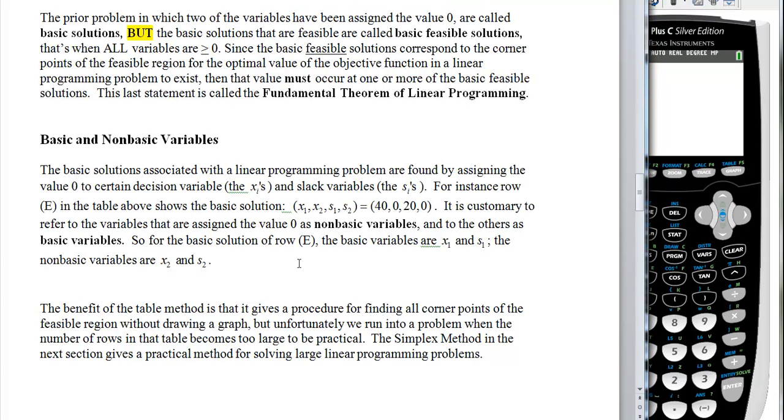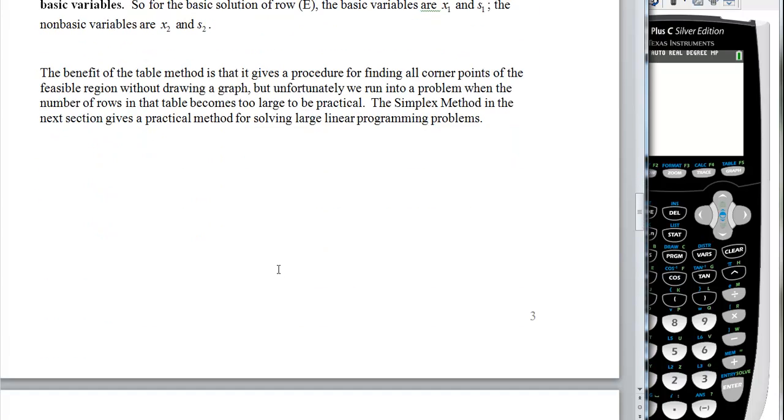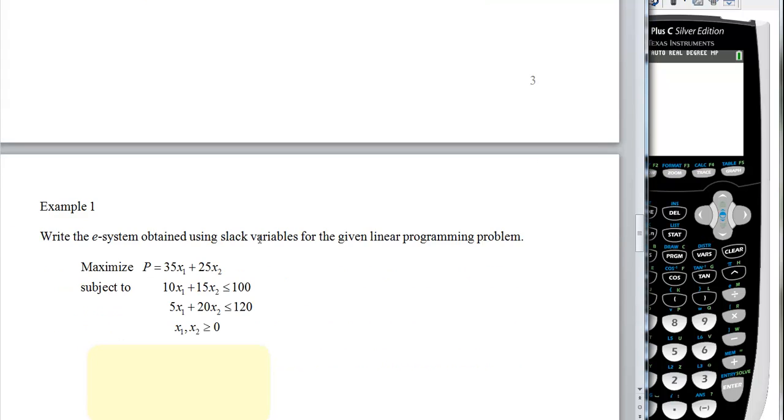Now the benefit of the table method is that it gives us a procedure for finding all corner points of the feasible region without drawing a graph. But unfortunately, we run into a problem when the number of rows in that table becomes too large to be practical. The simplex method in the next section gives a practical method for solving large linear programming problems. But until then, we're going to look at an example.